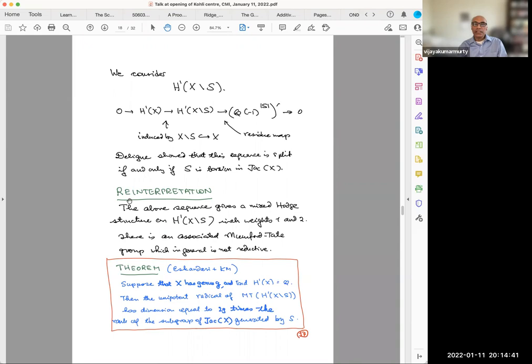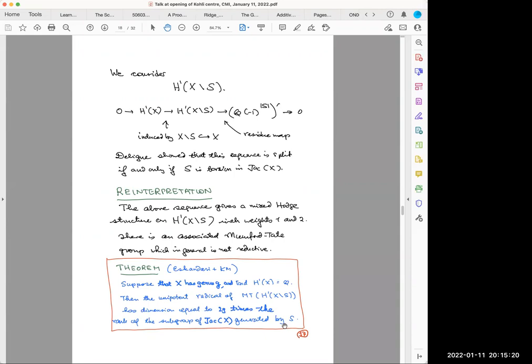Here's a reinterpretation: the sequence gives you a mixed Hodge structure on H1 of X, the punctured curve. Here's a pure Hodge structure of H1. Here's a pure Hodge structure of H2. And this mixed Hodge structure gives rise to an associated Mumford-Tate group. That group is not reductive, it has a unipotent radical. And a theorem I proved with Payman some time ago is this: the unipotent radical of the Mumford-Tate group of that punctured curve has dimension 2g times the rank of the subgroup generated by S.